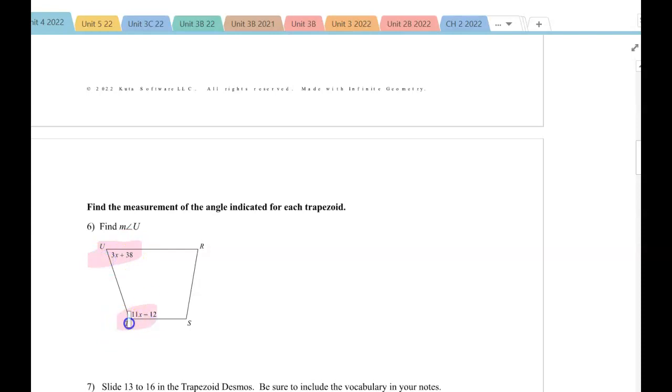Let's take a look at problem number 6. Angle U and angle T are consecutive angles in a trapezoid, so they add to 180. So 3x plus 38 plus 11x minus 12 is equal to 180 degrees. Combining the x's, we get 14x. Combining the numbers, 38 minus 12, I'm going to add those on my calculator. You'll get plus 26.